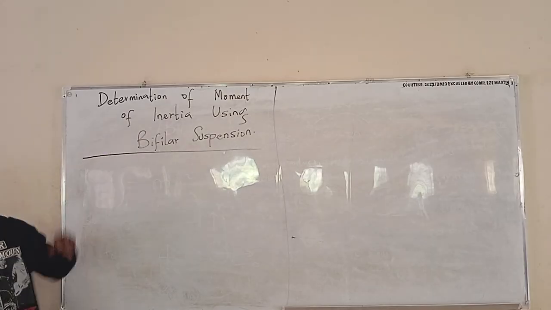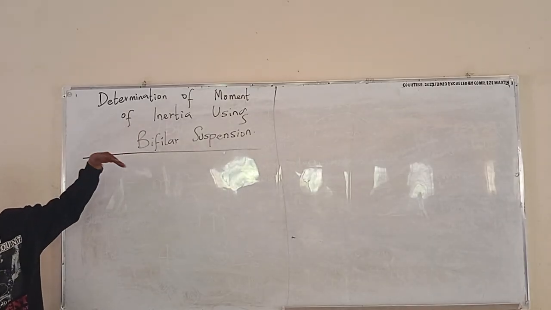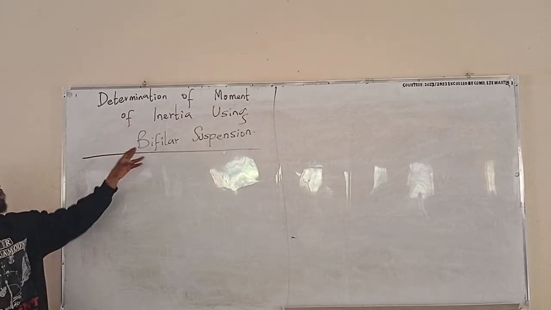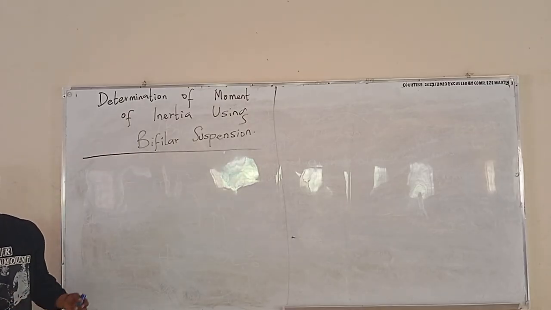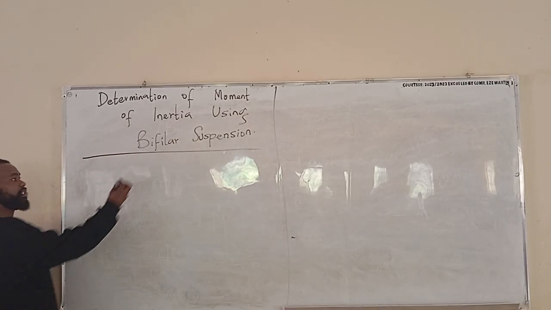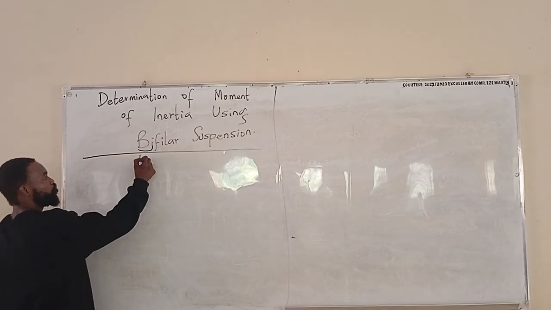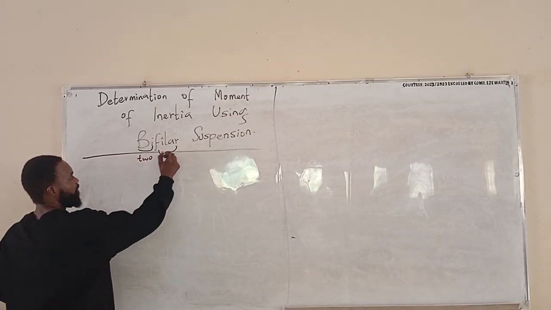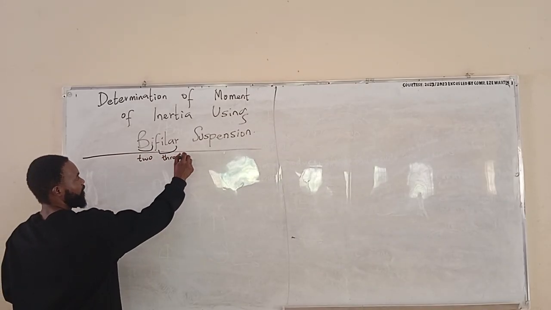Bifilar, this thing is the same thing, it's just that textbooks speak the same language. Normally, I will not use bifilar, I will just say two-thread method. This bi here simply means two. This filar simply means thread.